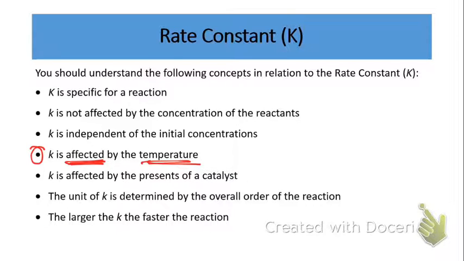K is also affected by the presence of a catalyst. If you add a catalyst, the K value changes. This next point is also really important. K does have units, and those units are determined by the overall order of the reaction. That's when you have to go back and add up all of the powers in the rate law expression, and the overall order is going to determine what the units of K will be. I will show you how to do that in part 2 of this lesson.